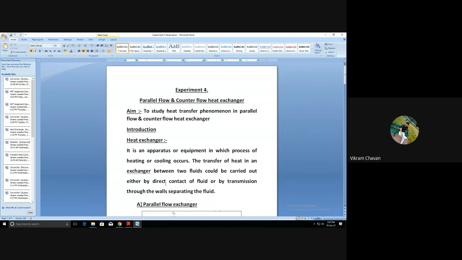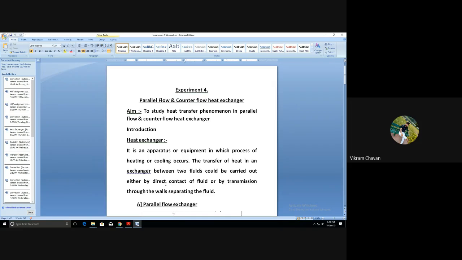What is meant by heat exchanger? It is one kind of apparatus or equipment which will exchange the heat from hot fluid to the cold fluid with high effectiveness or very high efficiency. That particular function of transferring heat from hot fluid to the cold fluid will happen in the heat exchanger.